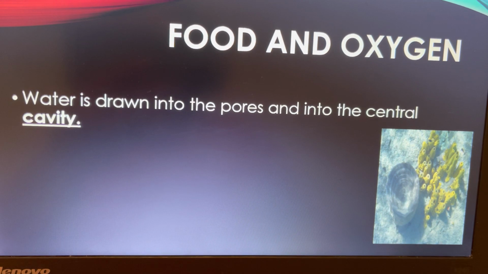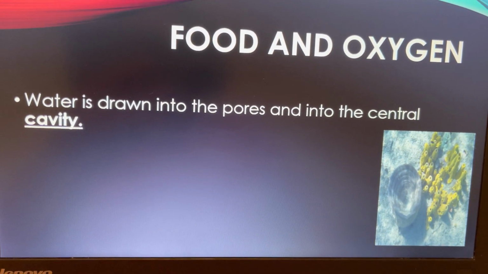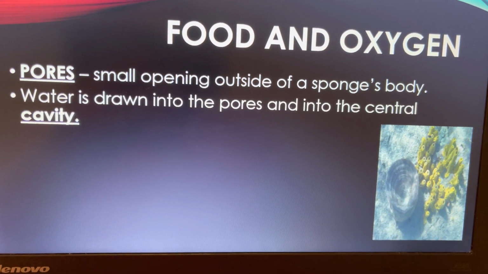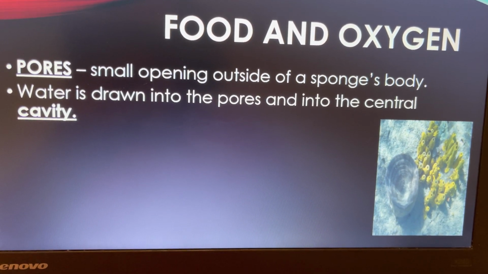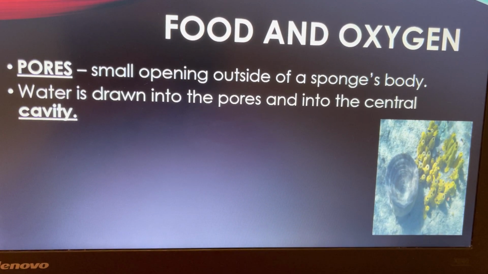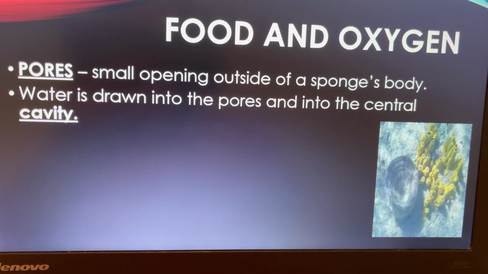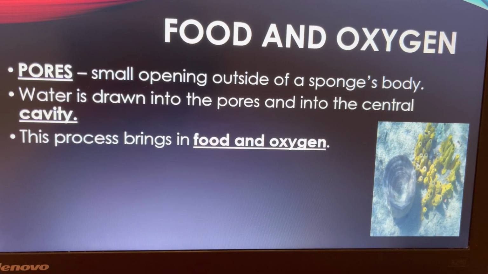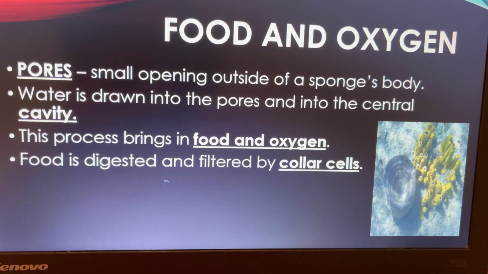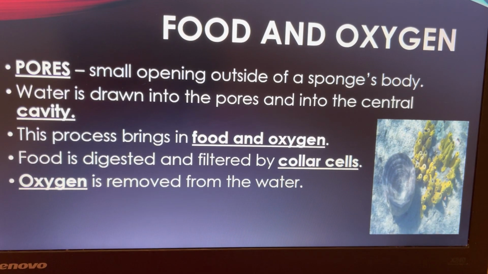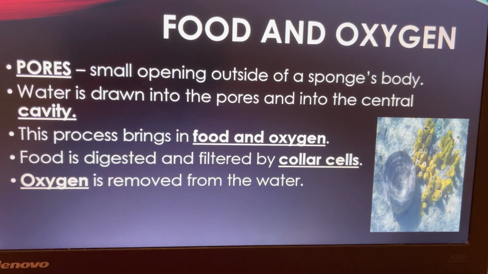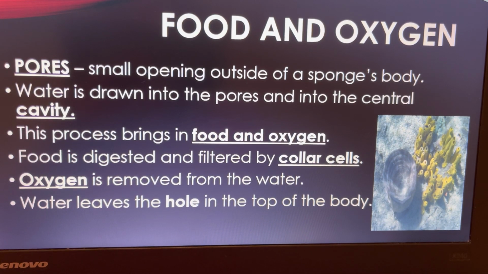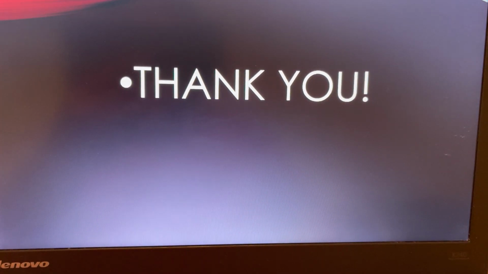Next is food and oxygen. Water is drawn into the pores and into the central cavity, because the pores are small openings in the outside of the sponge body. As you can see in the picture, it has the pores. This process brings in food and oxygen. Food is digested and filtered by the collar cells, and oxygen is removed from the water. Then water leaves through the hole in the top of the body.